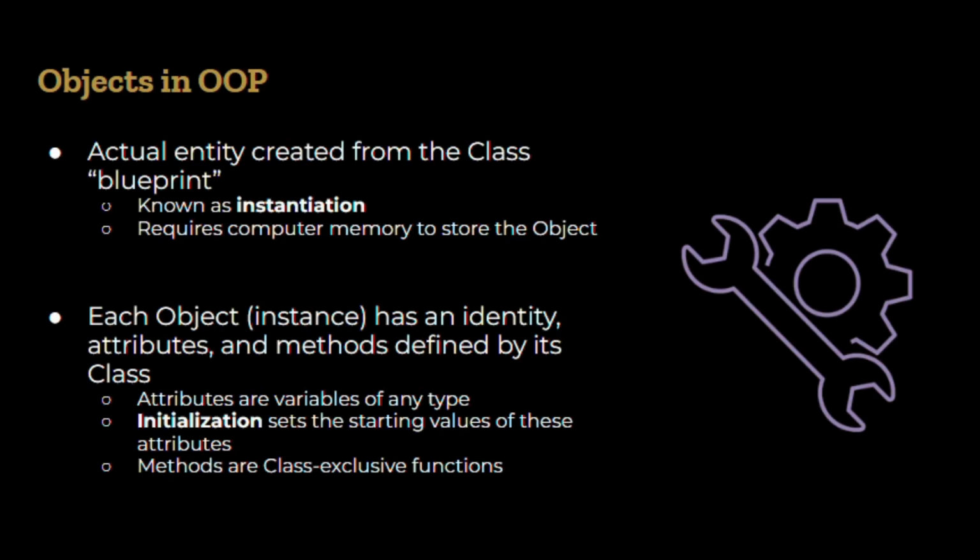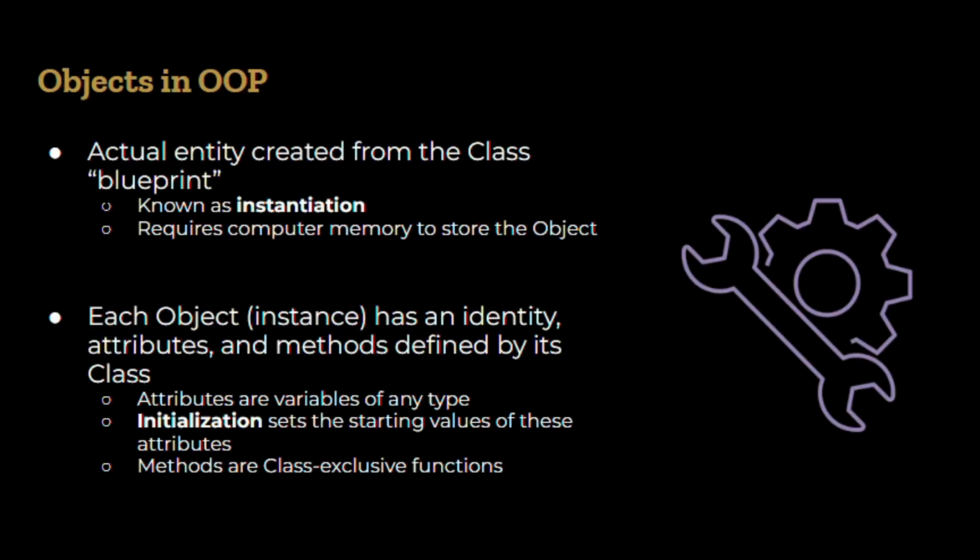First off, objects in object-oriented programming are the actual entities created from the class blueprints. The class definition by itself doesn't allocate memory, but once you create or instantiate an object, the computer needs to reserve space in memory to store the object's data. As previously stated, each object or instance has an identity, attributes, and methods defined by its class.